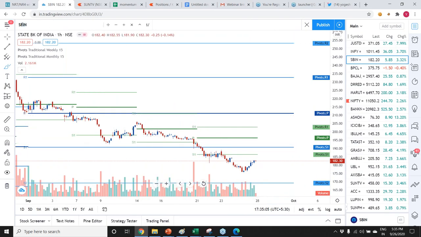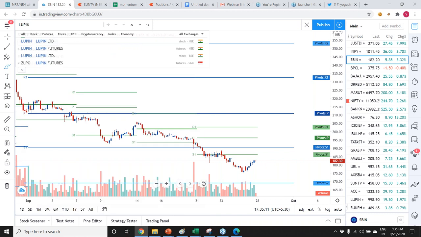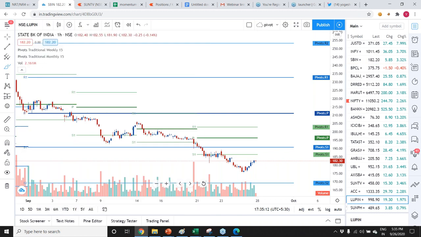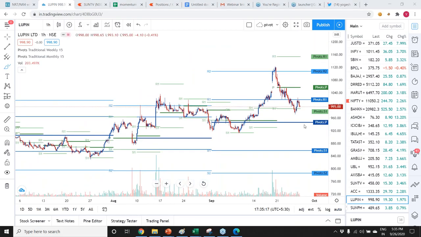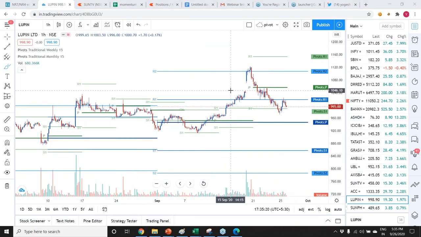Any moment. We can see one more stock. Axis. Now see Lupin. This simple thing will differentiate between the bullish stock and bearish stock. Intermittent volatility is a different thing, but first we need to form a view on the stock, right?